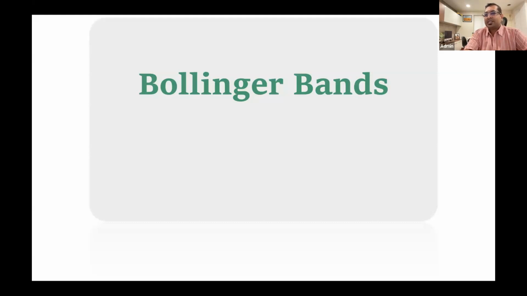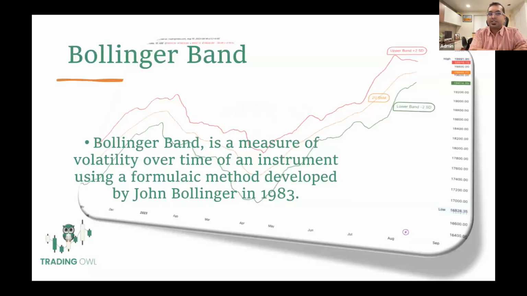So now, when we say RSI is a momentum indicator, what we are going to do today is look at Bollinger Bands. Bollinger Bands is a volatility indicator. So what is a Bollinger Band? Bollinger Band is a measure of volatility over time of an instrument using a formulaic method developed by John Bollinger in 1983. So this indicator is named after John Bollinger himself.